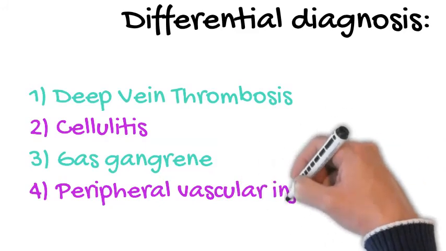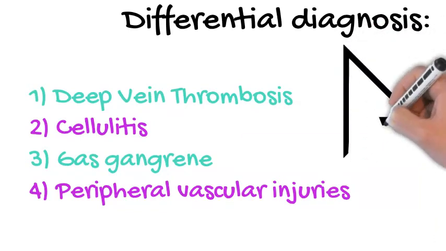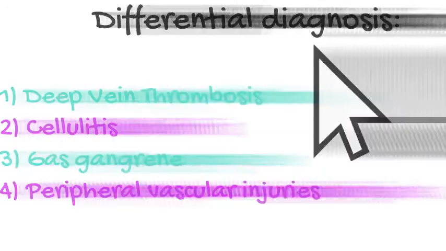What is the differential diagnosis for compartment syndrome? 1 is DVT, deep vein thrombosis. 2 is cellulitis. 3 is gas gangrene. 4 is peripheral vascular disease.